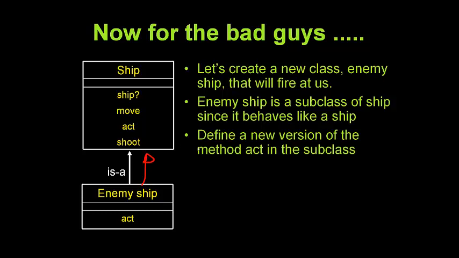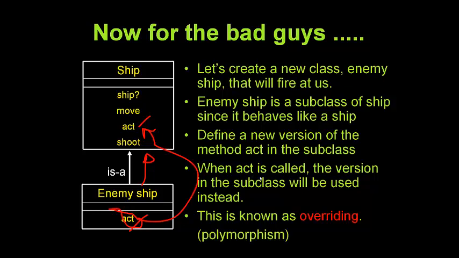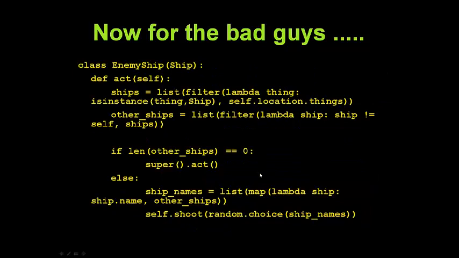It turns out that the enemy ship will act a bit differently. It will fire at you. Basically, instead of using this act, we will now use this act. This is known as overriding. Basically, if you have a method in the subclass that has the same name as in the superclass, it's overriding. This behavior is known as polymorphism. Basically, you have many different forms for the same thing.